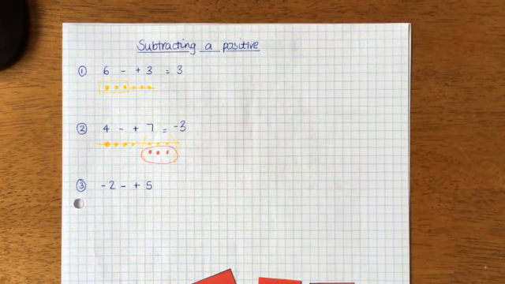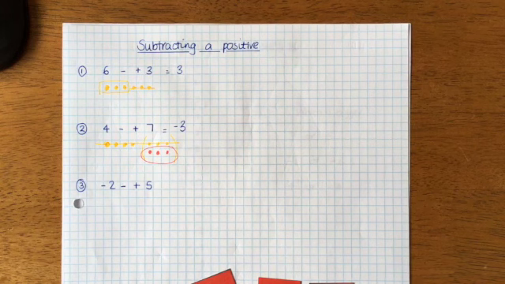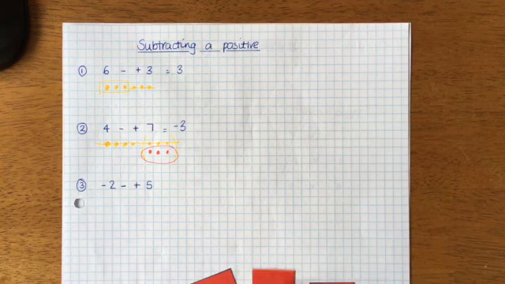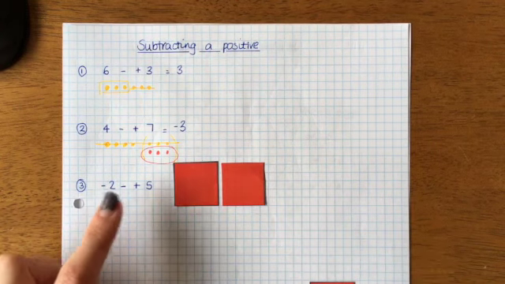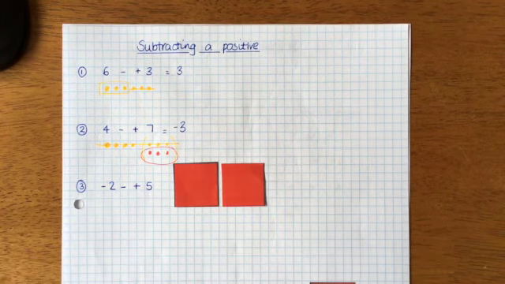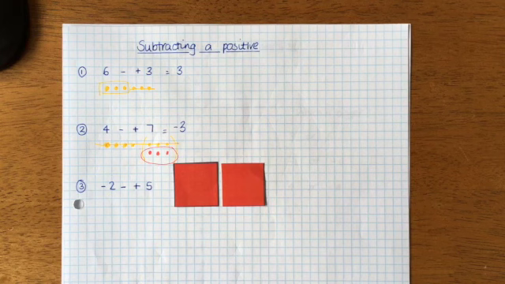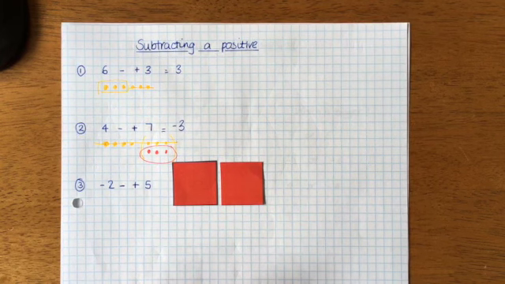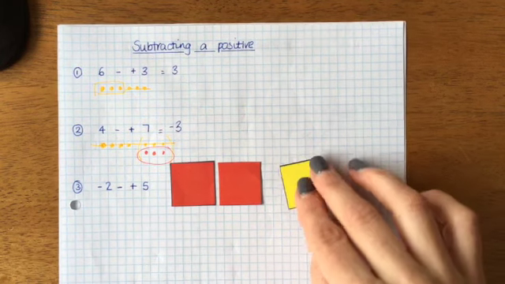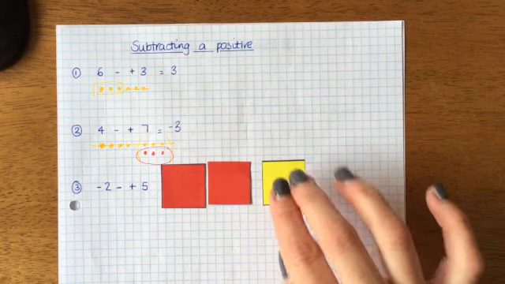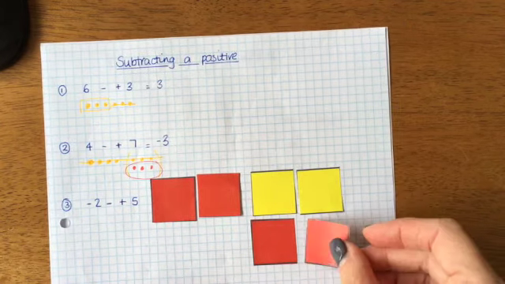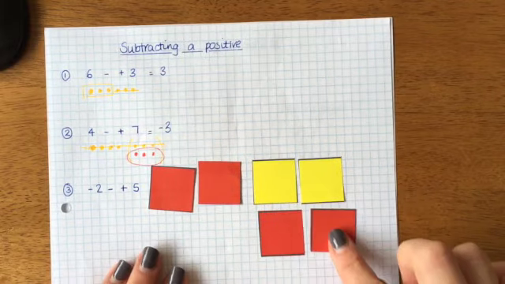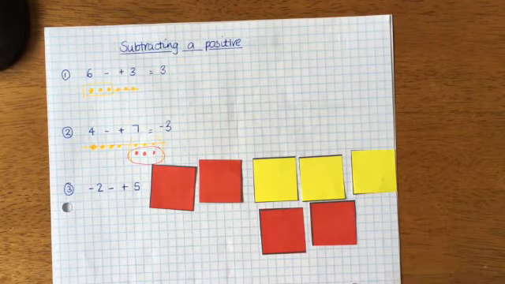Okay, let's have a look at the last one then. So this time I'm starting with negative 2. So there's my negative 2. And I need to take away 5 positives. Now I haven't got any positives this time to take away. So I need to add in some zeros, and I will need to add in 5 zeros. 1, 2, 3.